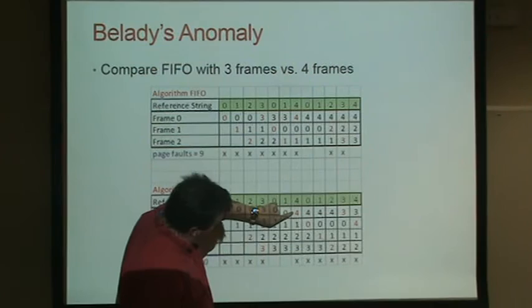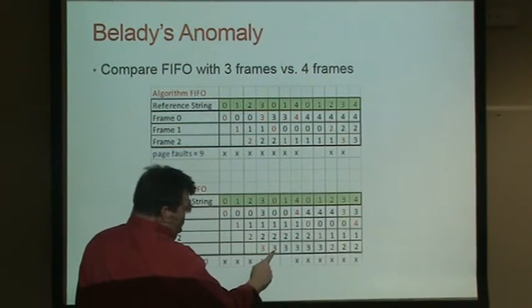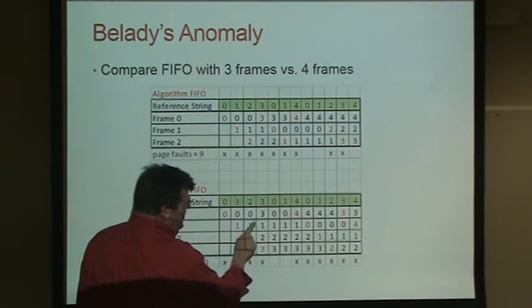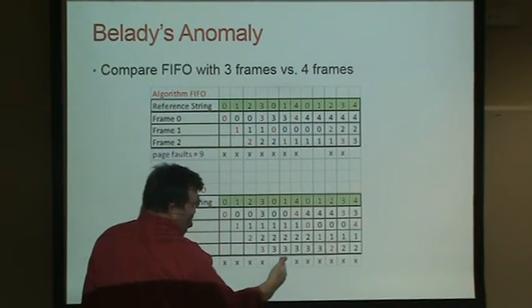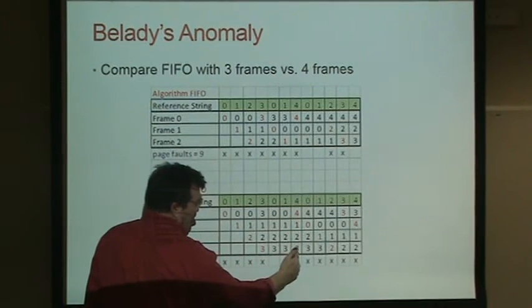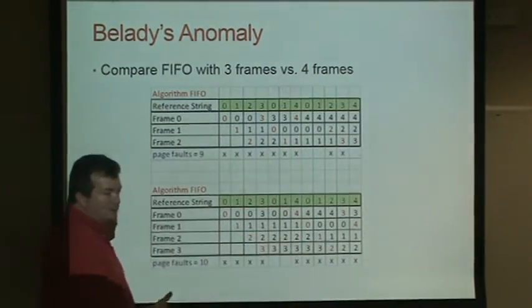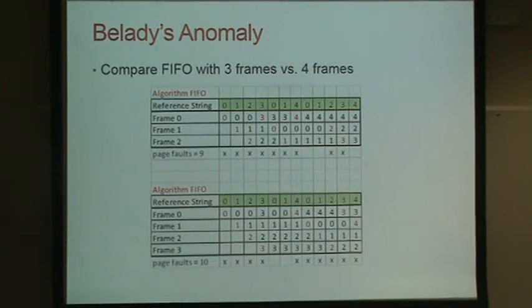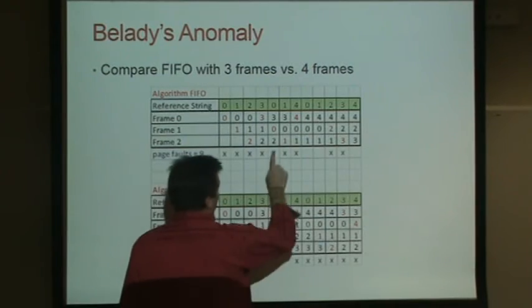But because we had 4 page frames here, when 3 came in, it came in on top of 0. And we got this far and we don't have 0 anymore. But this one, which only had 3 frames, just so happens to have 0 around. At such few frames that 0 came back in. 0 came back in on this one.